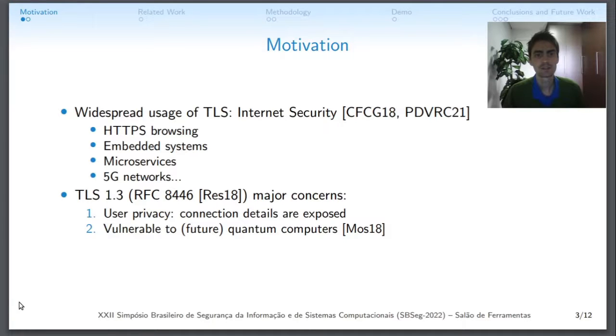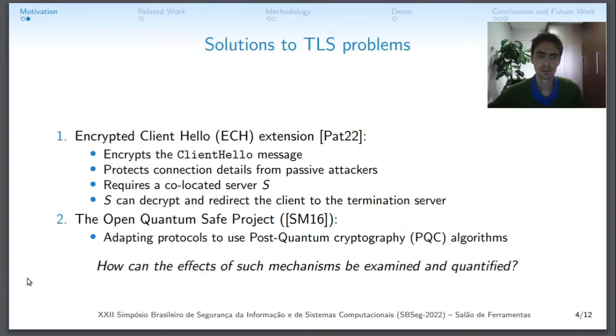Nowadays, the major concerns of TLS 1.3 are regarding user privacy, since connection details of the user are exposed to passive attackers, and also that it is vulnerable to future quantum computers, which break Internet security, in particular some cryptographic operations performed in TLS. Fortunately, solutions do exist for these problems.